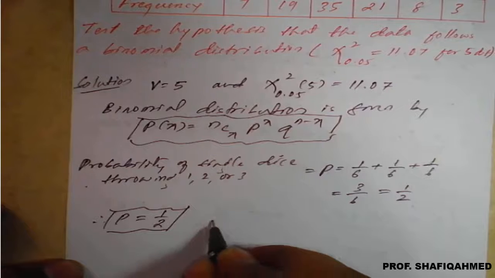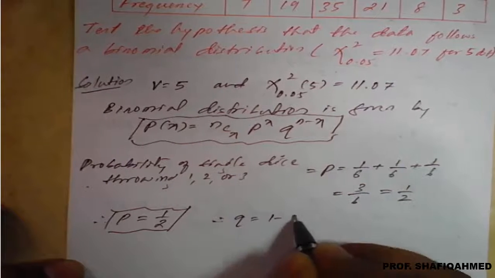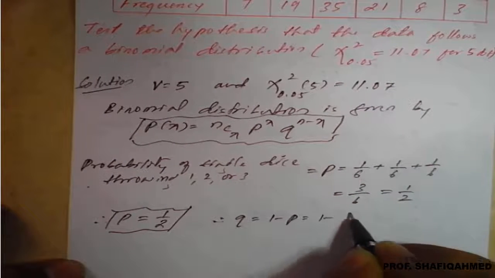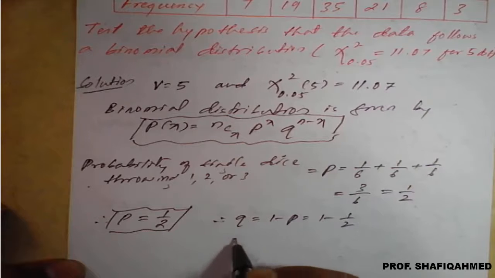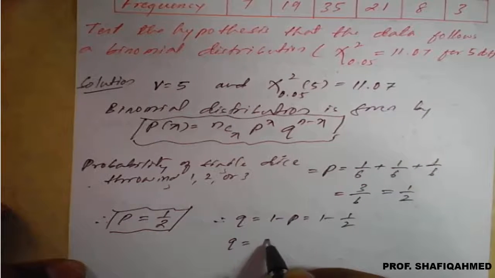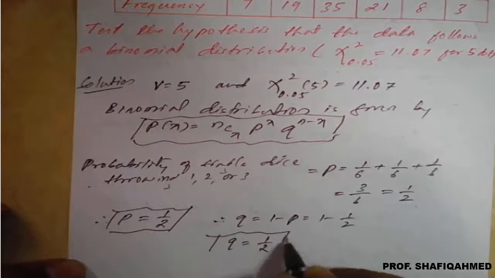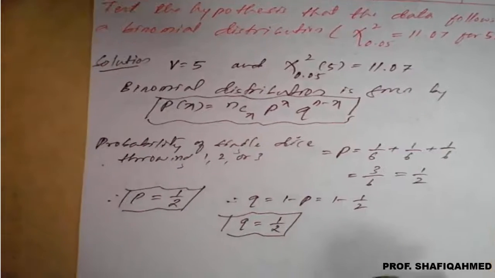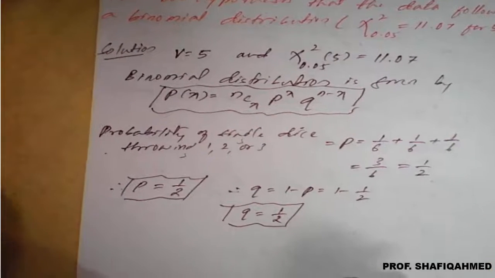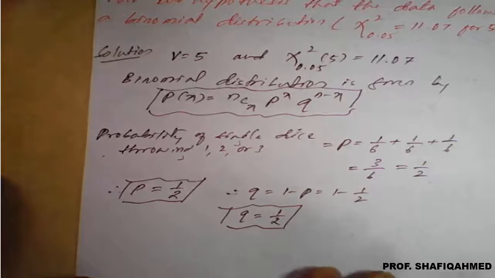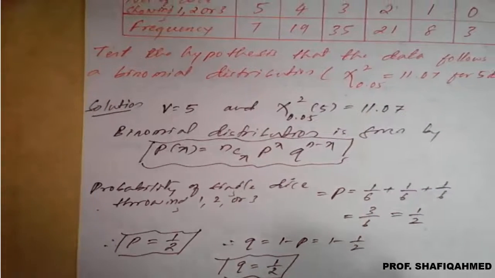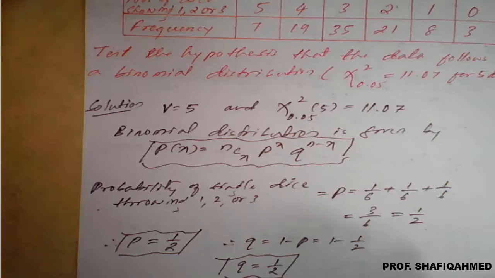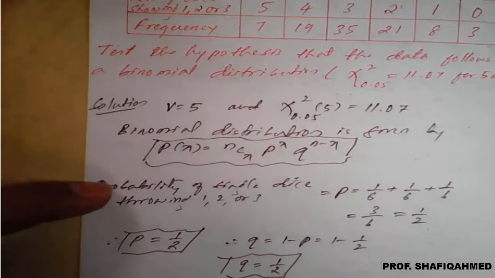So therefore Q is nothing but 1 minus P, which is 1 minus 1 by 2. So Q is also 1 by 2, so you can consider again 0.5 here. Now, you just see that this experiment has been done how many times? Means you need to add the frequencies. So what is the N value here?